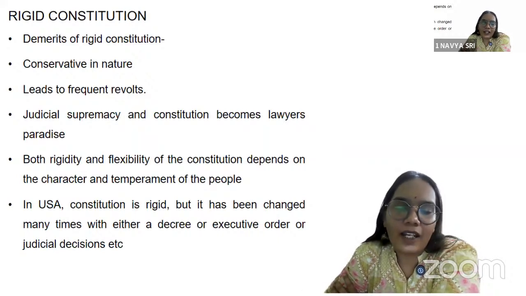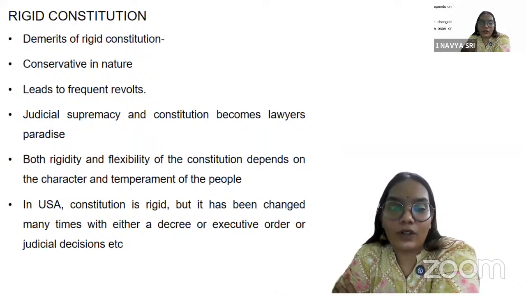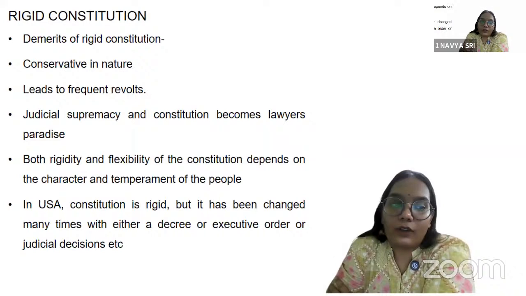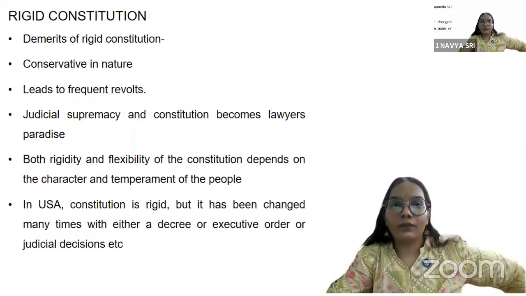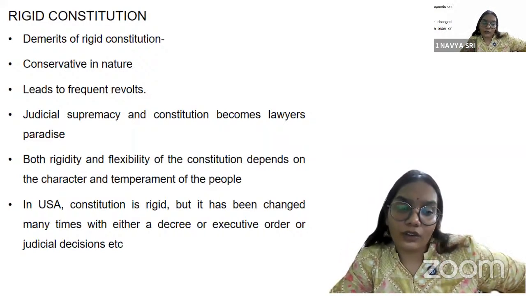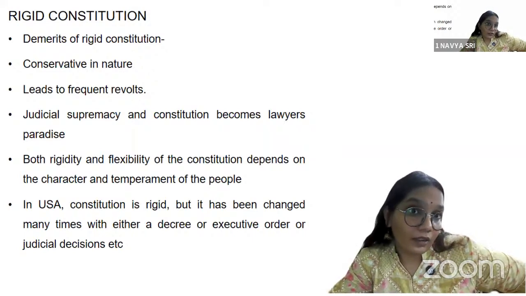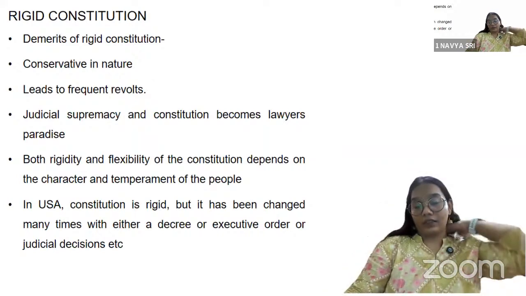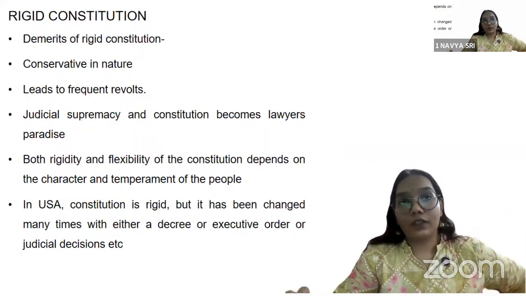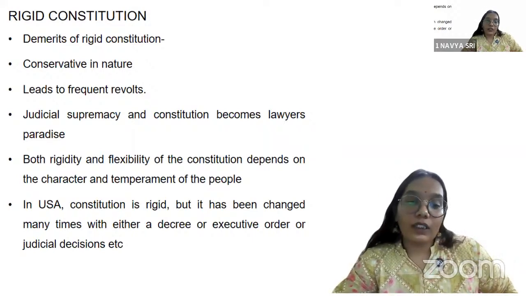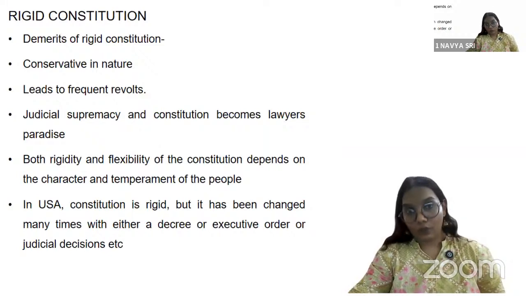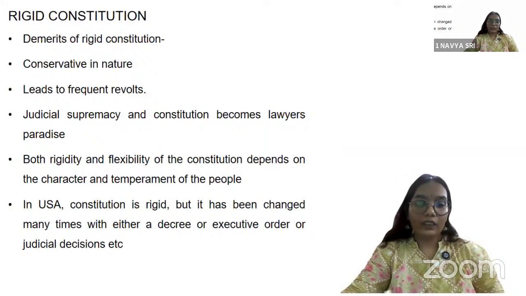Now if we analyze the rigid constitution and the flexible constitution, this rigidity and flexibility depends on the character and temperament of the people. An example can be given from the USA. The USA has a rigid constitution, but it has been changed many times, even with judicial review, or even with the super power of the executive. So it's either a decree, an executive order, or a judicial decision that plays an important role in changing the constitution as such.